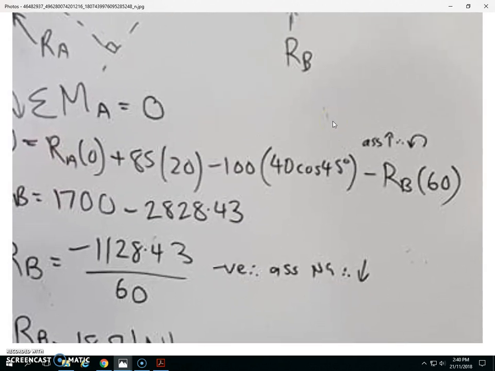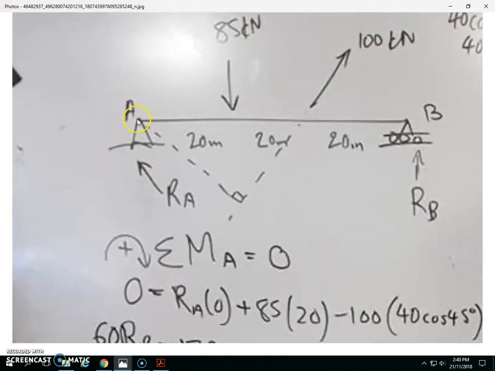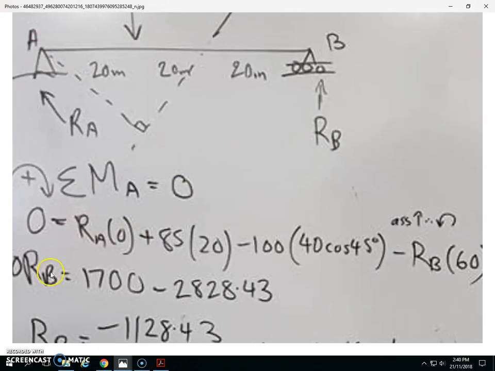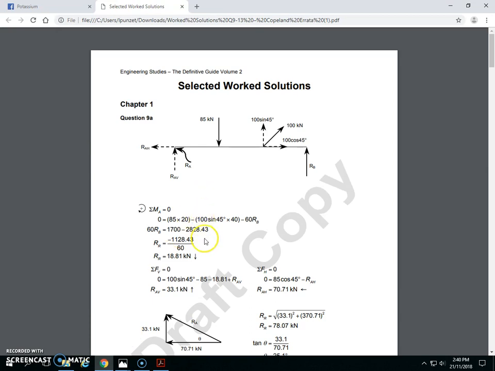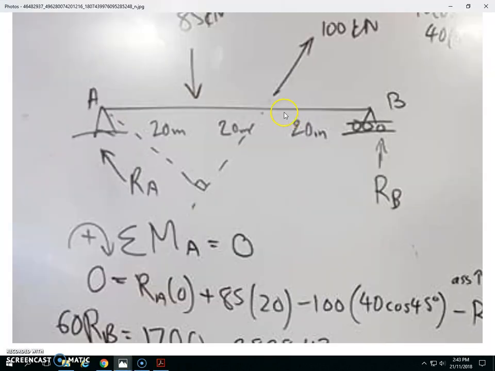Now, what I've said here is, okay, what are the distances? The first force, RA: the perpendicular distance of RA to A is 0. That force is acting through A, so we can just multiply that by 0, and we don't even need to write it. You'll find that Copeland just doesn't write that force at all. In his answers, he just completely ignores RA. He's not there at all. The next force is 85, so we can see 85 here.